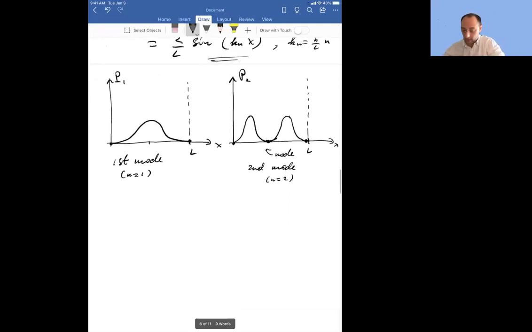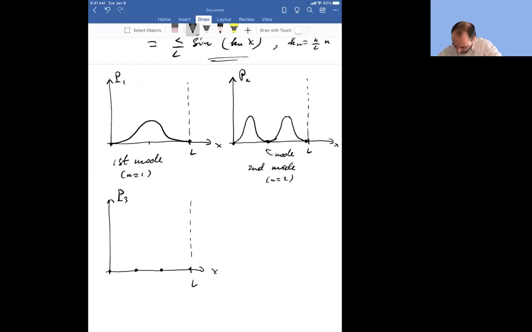And the third level, the third state, the third excited state will have the following probability density. So now, well, there will be two nodes, right? And also on the edges. And the probability density would look kind of like this.